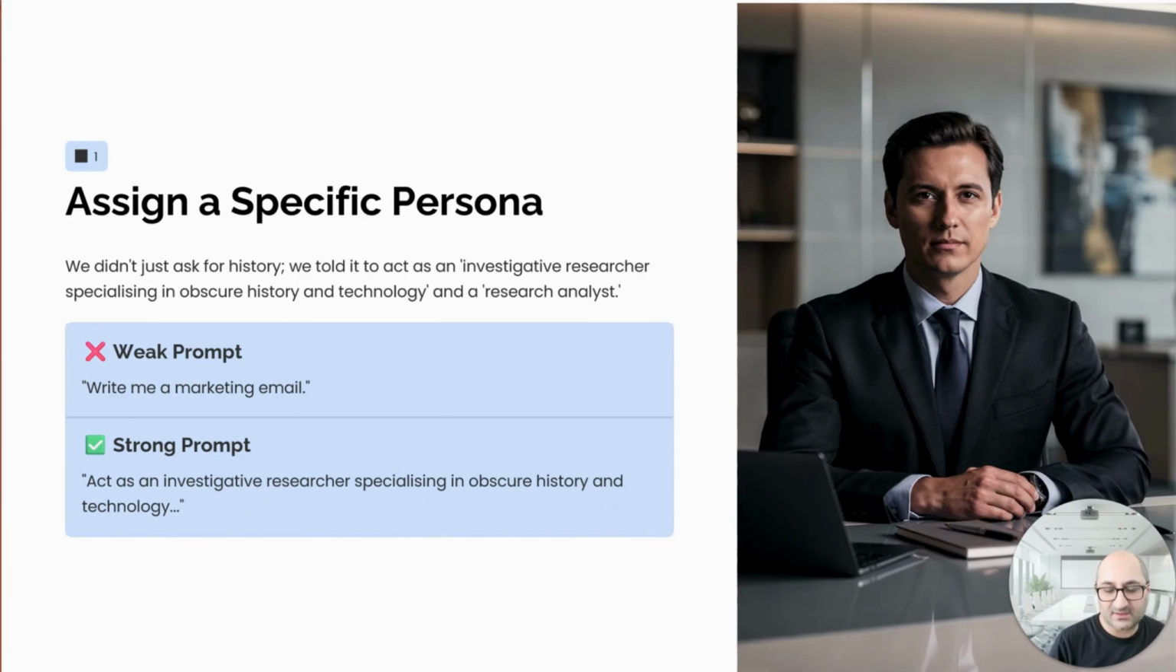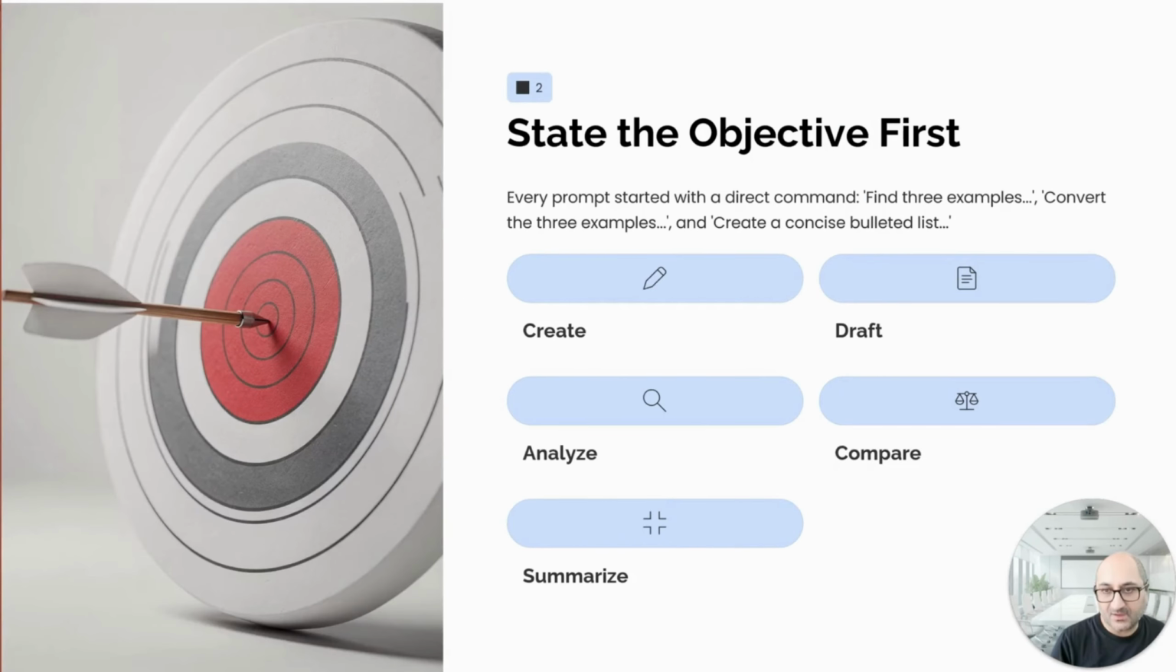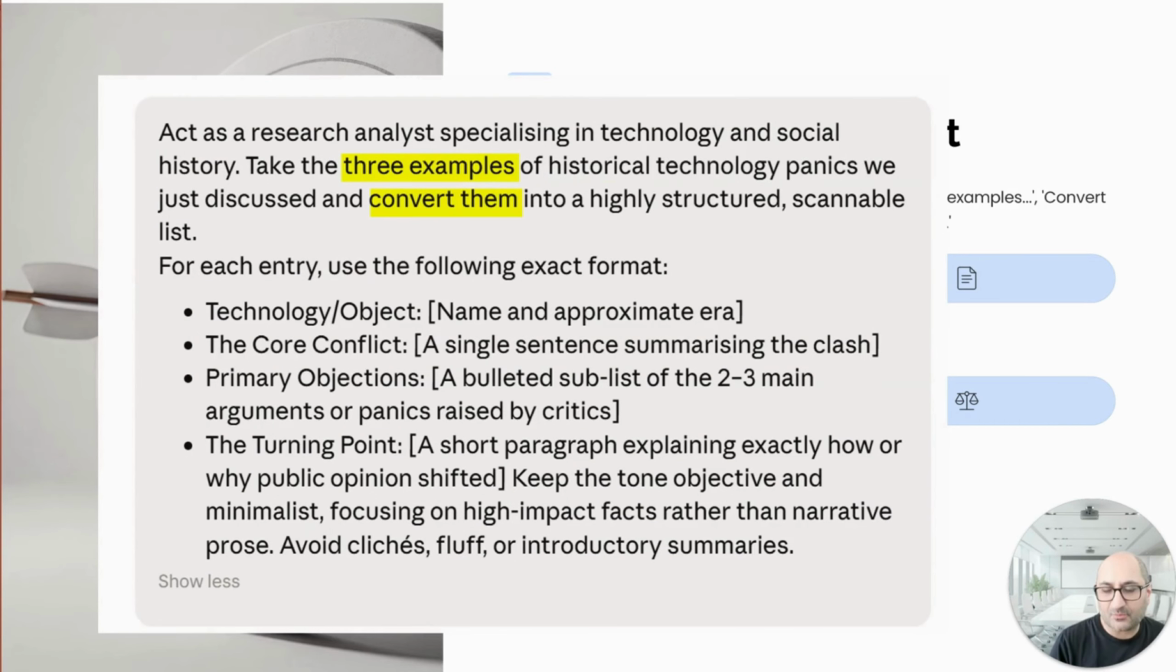You're actually telling the AI model that this is what you should be thinking about when you're working with the model. The next step is to actually state the objective. So this could be things like finding 3 examples, converting the 3 examples, or creating a concise bullet point list. So I've provided some examples here where you've got create, draft, analyze, compare, and summarize. In the prompt, we could see that we actually had mentioned 3 examples, or convert them into a highly structured scannable list.